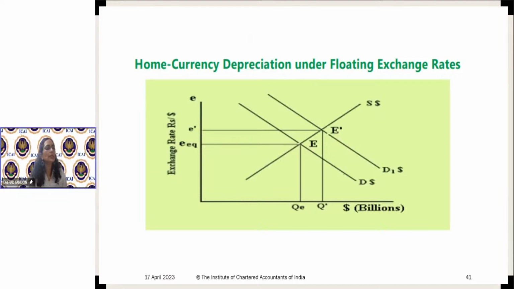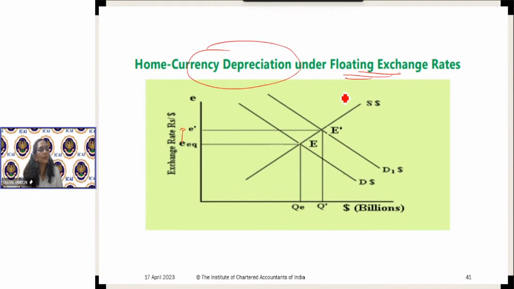So this is currency depreciation. What's happening here? You can see the demand is more, but supply is not increasing. So because of that, the exchange rate goes up. This is nominal exchange rate. Nominal exchange rate goes up means currency depreciates. This happens in a floating exchange rate. Yes.